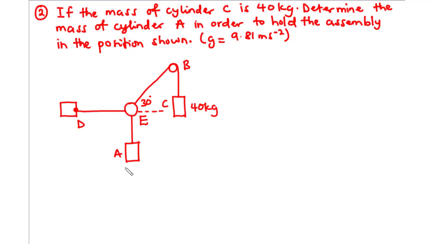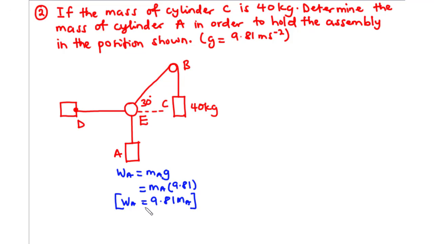Now we are not given the weight of cylinder A. However, we are asked to find the mass of cylinder A. Now we know that weight is given by mass times acceleration due to gravity. Therefore, the weight of A is equal to the mass of A times g. Now we have g to be 9.81. Therefore, we have the weight to be 9.81 times MA. So that is the weight of cylinder A.